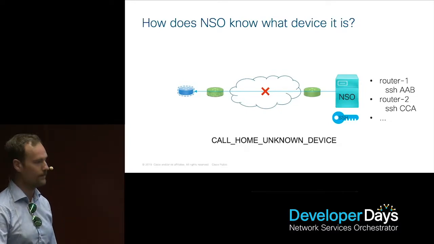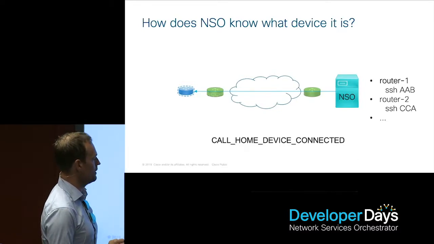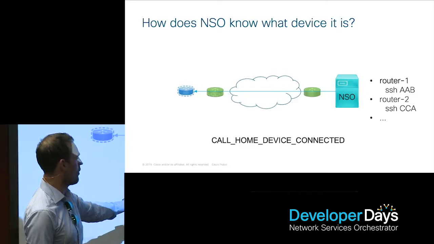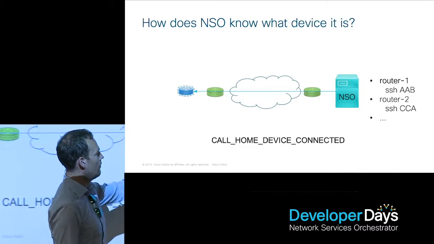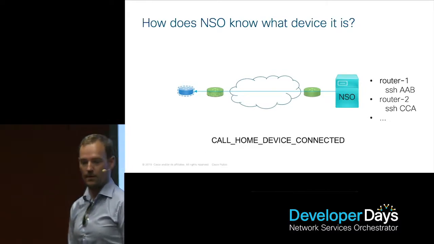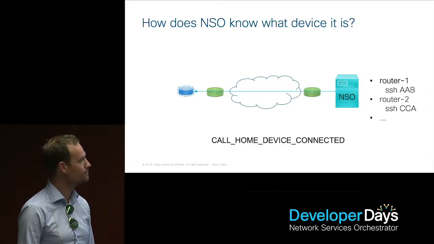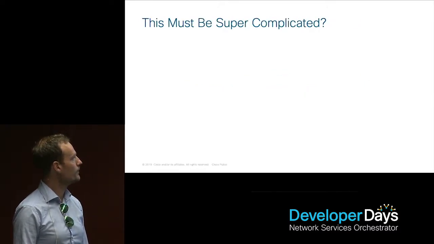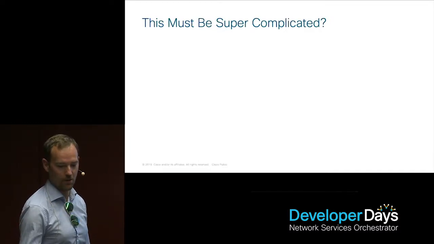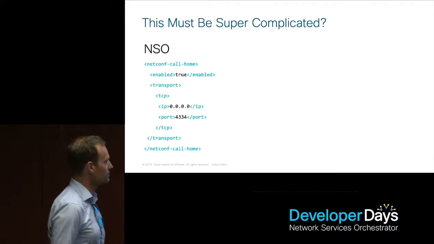So it's basically NSO telling your code, should you choose to write it, that a device that I don't know just called home. If it is a known device though, if the SSH key matches, you will actually get a similar event called call home device connected. And that will actually tell you, now it's router 1 calling home. And that means it's ready for configuration. So when I started thinking about this, it just felt super complicated to get this up and running. Turns out it's pretty easy.